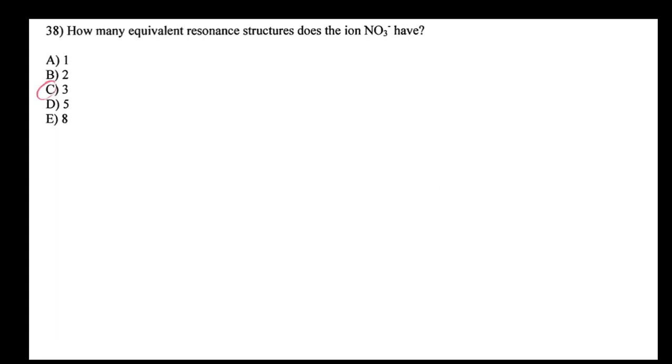How many equivalent resonance structures does the ion NO3- have? So, we're going to have to draw this out. Remember, the first step is to count how many valence electrons we have to work with. Nitrogen normally has 5 valence electrons, plus we have 3 oxygens, each normally having 6 electrons, plus we have a negative charge, so we get 1 more. That gives us 5, 18, 19, 24 valence electrons.